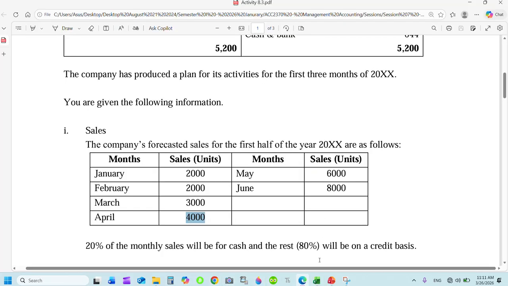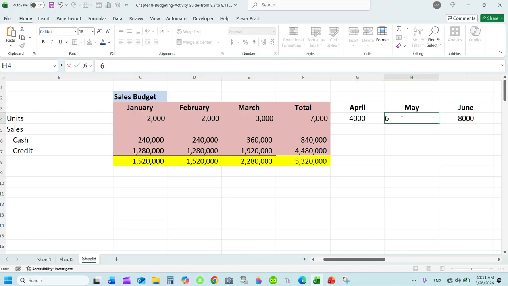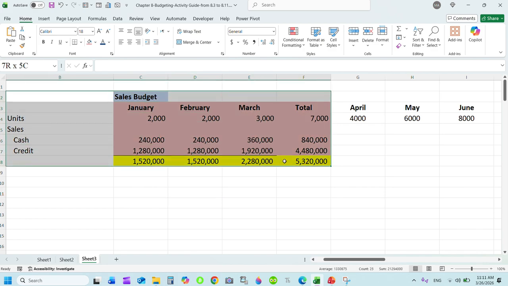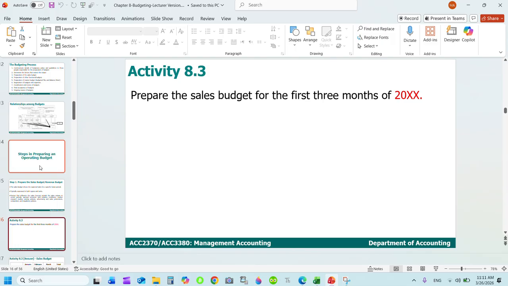This 4,000, 6,000, and 8,000. So this information you may consider when it comes to other parts of your activity, right? So this is your sales budget. You can see it is very simple and straightforward, right? Very simple. Okay, let's now look at the next part.